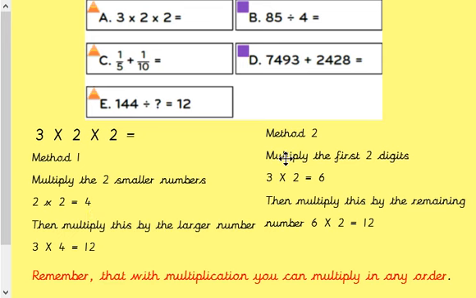Second method, you could just multiply the first 2 digits. So 3 times 2 would give you 6, and then multiply this by the remaining number. So you've got 2 left, so it will be 6 times 2 equals 12. It doesn't matter which method you use, and I've put in red at the bottom here, it's a really important thing to remember that with multiplication, you can multiply in any order. Remember that word, commutative law. We've talked about it this year. It means you can switch the order of the numbers around when you're multiplying, and you'll still get the same answer.